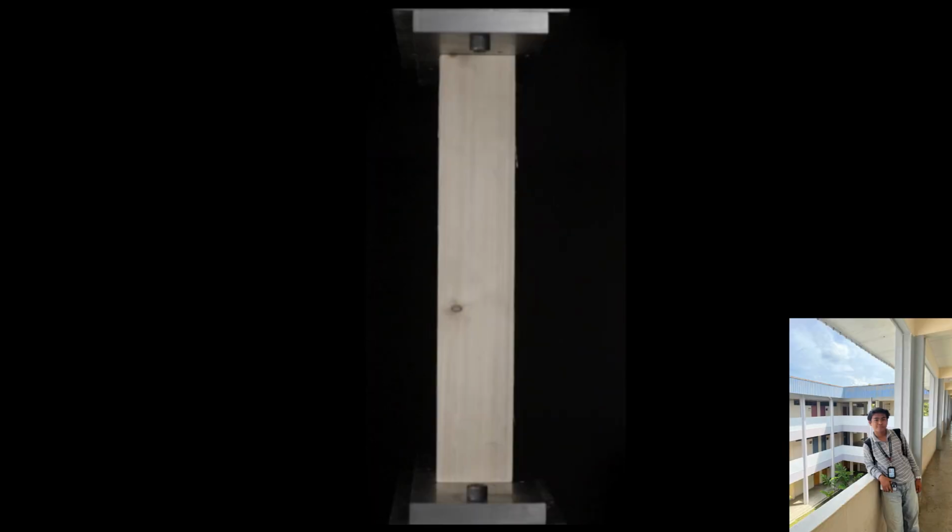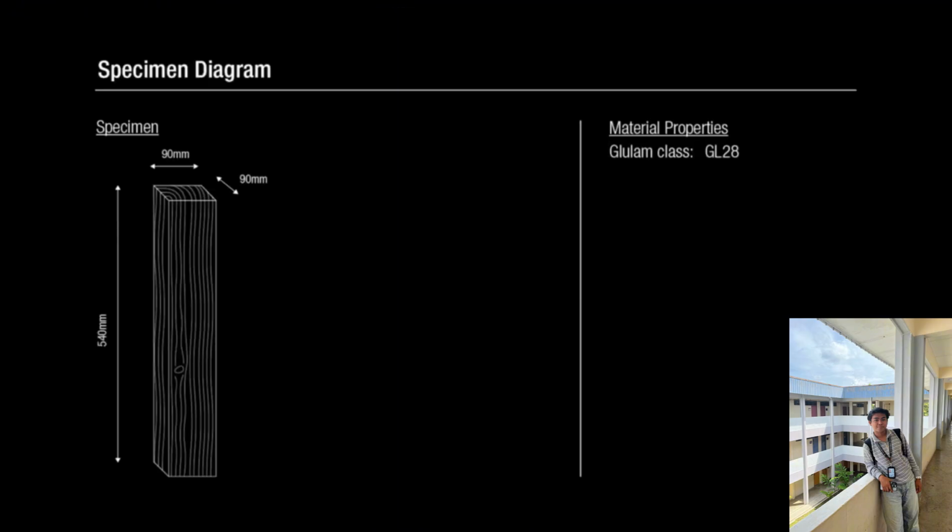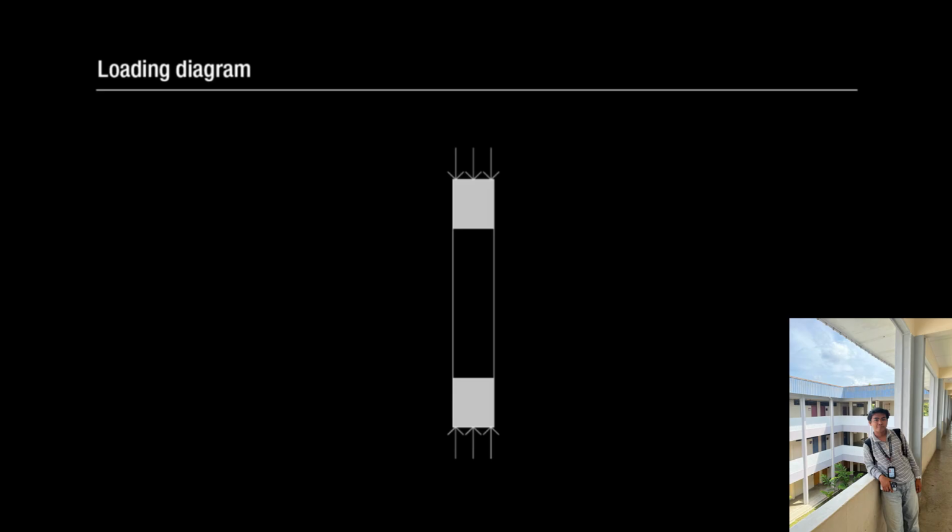This video shows a standard test on a timber specimen, perpendicular to the grain. The type of test is a standard Euro test for timber classification. The timber used in the test is glulam GL28. The loading diagram shows a compression force applied to both ends of the specimen.